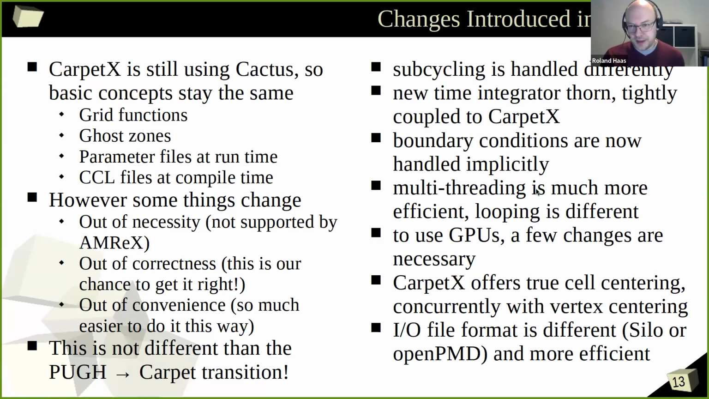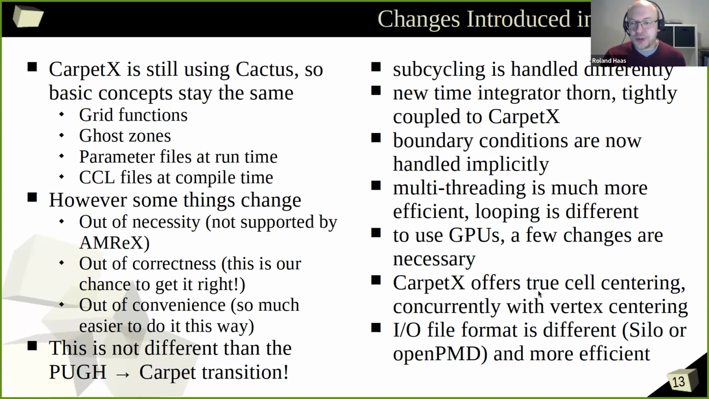Multi-threading is very different. It's much more efficient on CPUs, but it also means looping is different. So that's the biggest change that people will notice. You no longer have OpenMP pragmas all over in your code. It's done by the system for you, but it means your code now has to be thread safe. You can use GPUs. That's the big selling point. And because this is a completely different architecture, there are some changes necessary all over the place. But if you do it right, you can write code that works on GPUs and on CPUs from the same code base, which is a big benefit for debugging and for production.